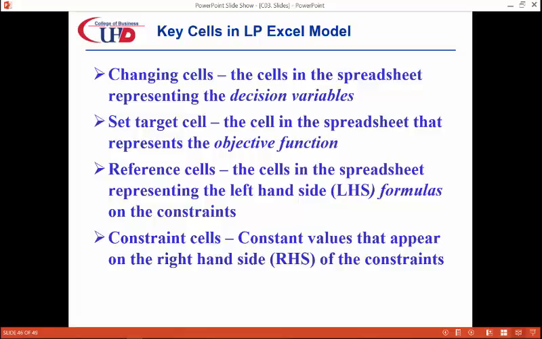Reference cells are for you to configure the formula according to the constraint function. They are usually connected to the changing cells. Constraint cells are for you to input the constraint constants. Let's use the max and the multi-max example to illustrate these cells.